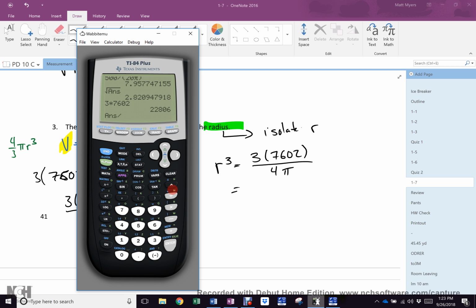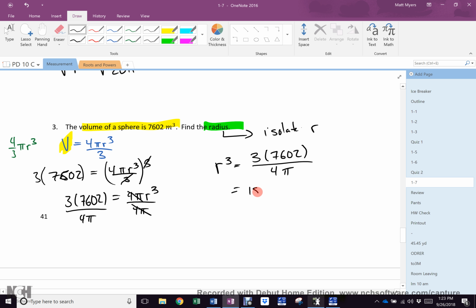Divided by 4 pi, close brackets, equals 18.1484. So I know that r cubed equals 18.1484. Now, most of you will have to stop there because you didn't do cube roots in grade 9. But it's the same as a square root. You're just looking for this on your calculator.